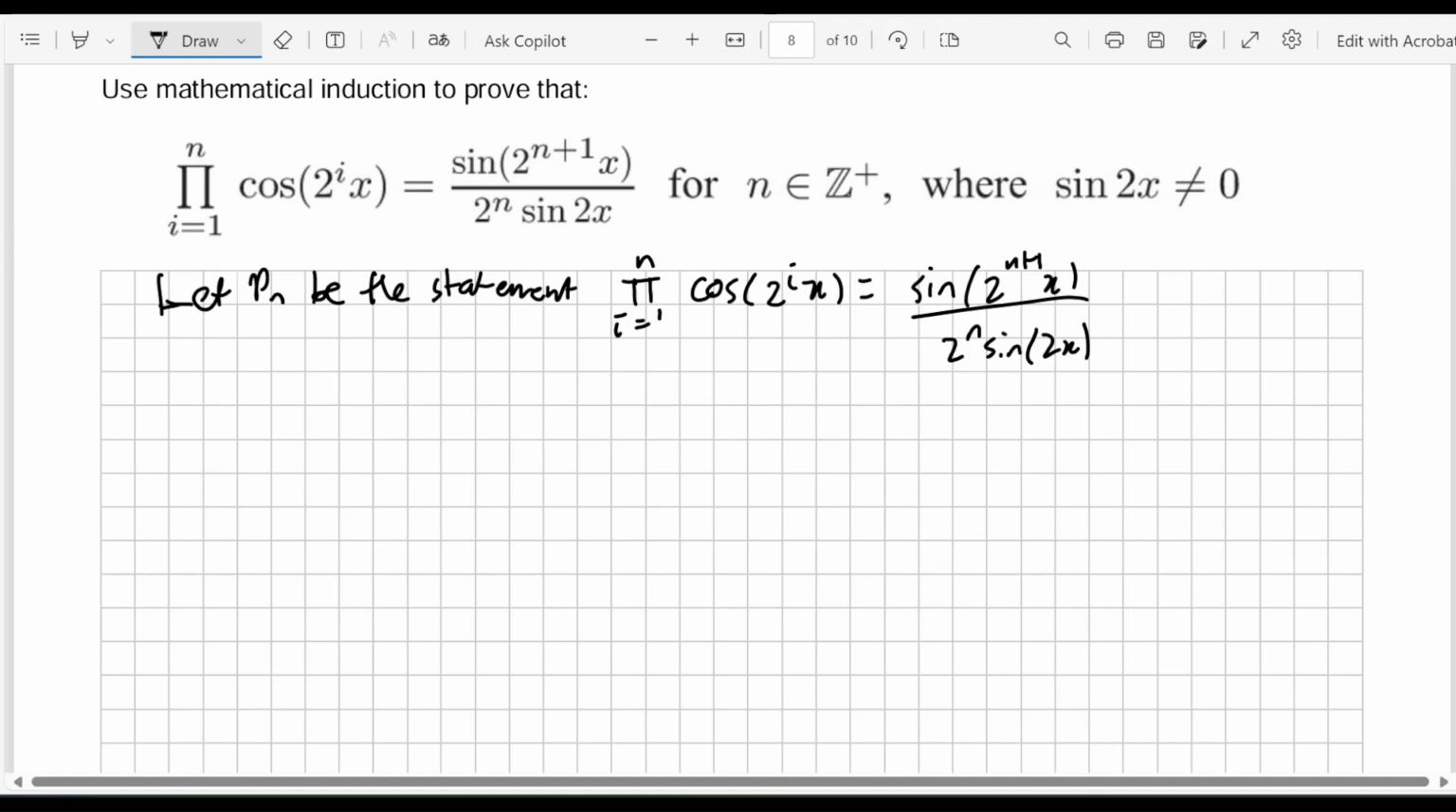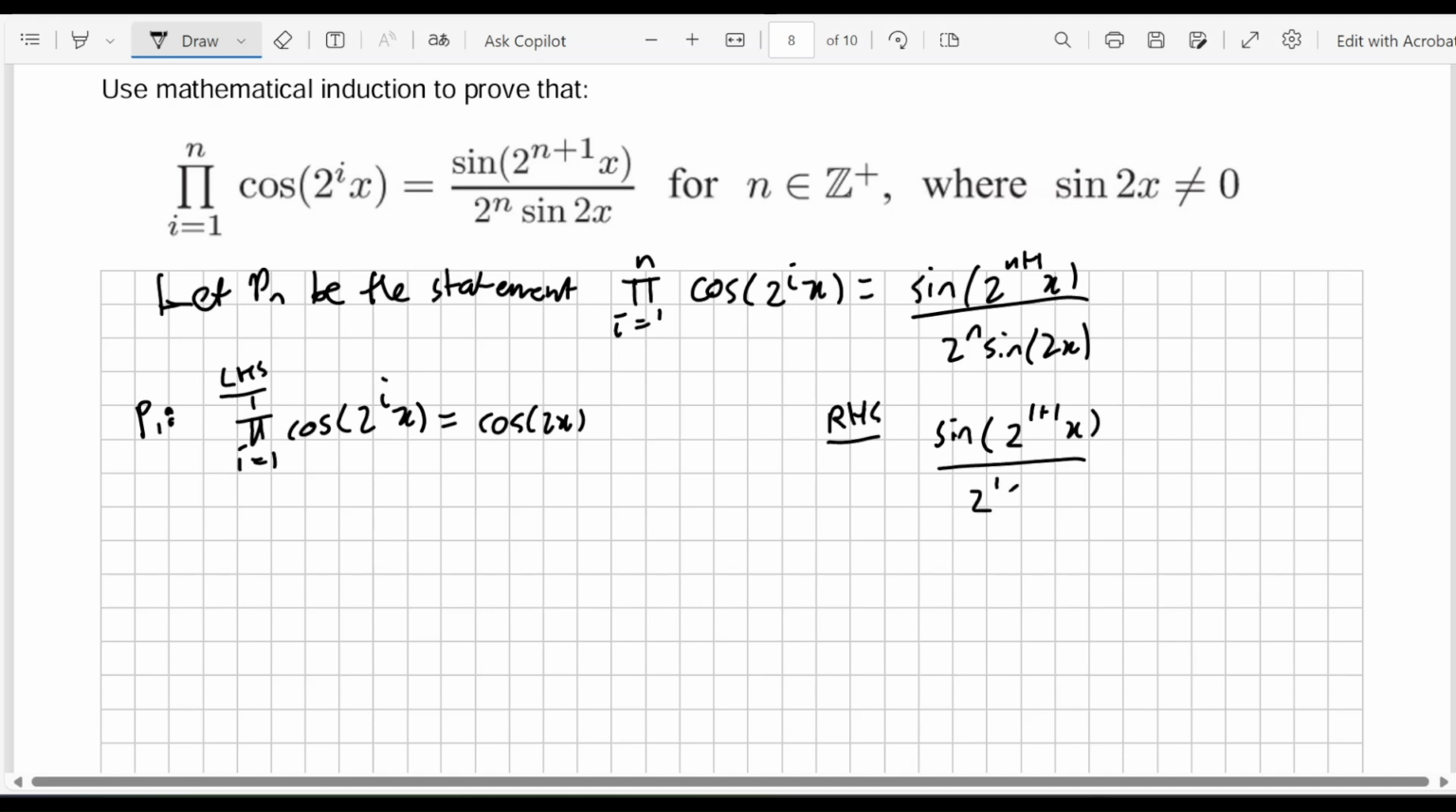All right, P1. On our left-hand side, we've got the product from i equals 1 up to 1 of cos of 2^i x. That's going to give us cos of 2x. And on our right-hand side, we've got sine of 2^(1+1) x over 2^1 sine of 2x. This is going to be sine of 4x over 2 sine of 2x.